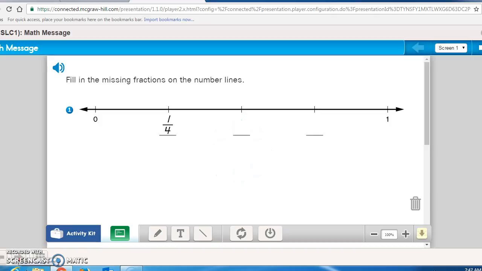Find the missing fractions on the number line. You're going to need Math Journal, page 73. So pause the recording now, and open your Math Journal up to page 73.